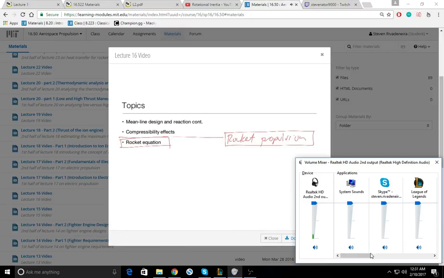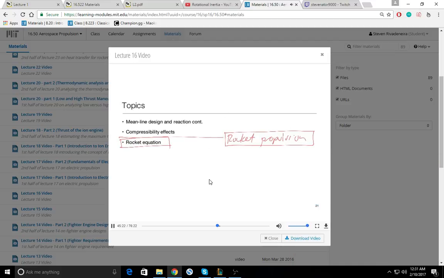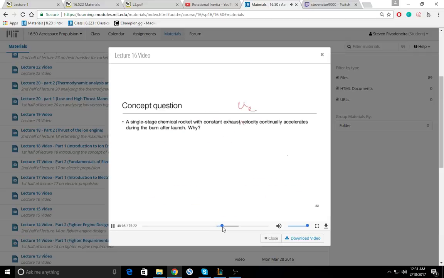So let's start by talking about the key differences between rockets and air-breathing propulsion. Momentum, its acceleration rate continually increases, so by that I mean a dot is greater than 0, during the burn after launch. So why is it the case that even if you have a constant exhaust velocity from a rocket, the acceleration always increases? Yeah. The force is the same, but the mass is decreasing? Yeah, so the mass reduces and acceleration is force over mass, and so the acceleration increases.